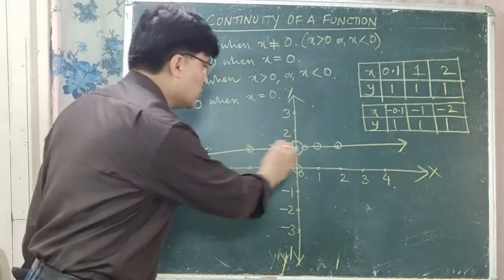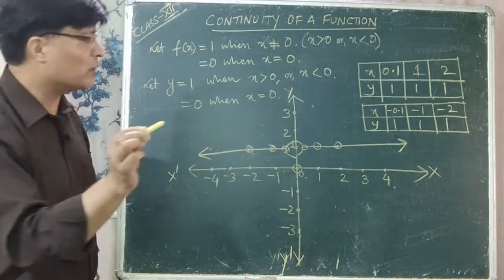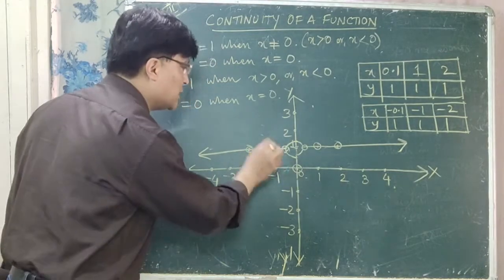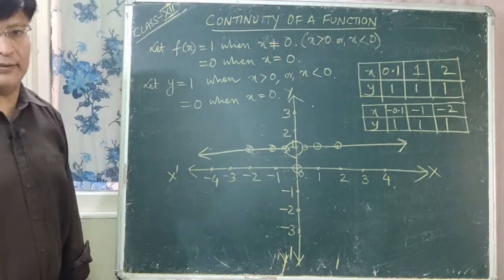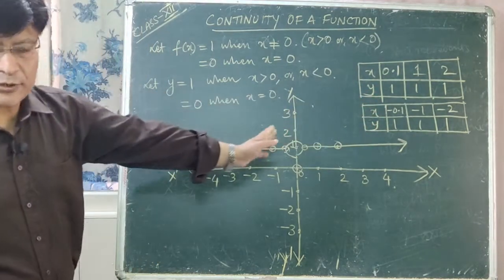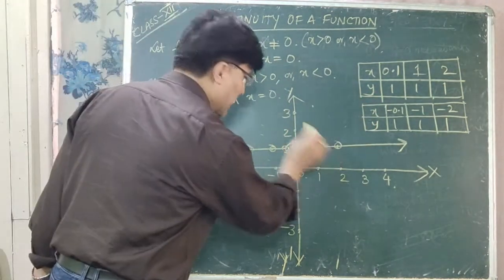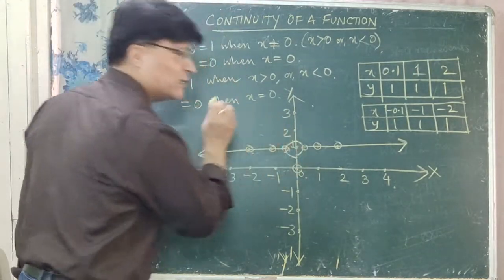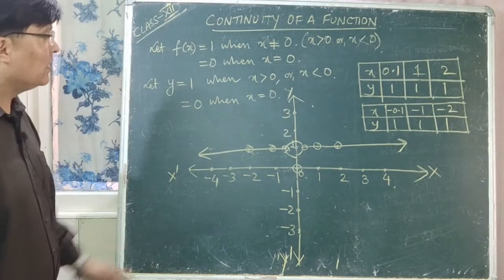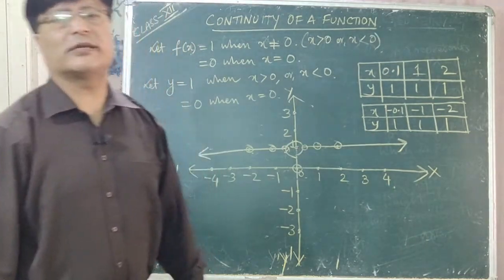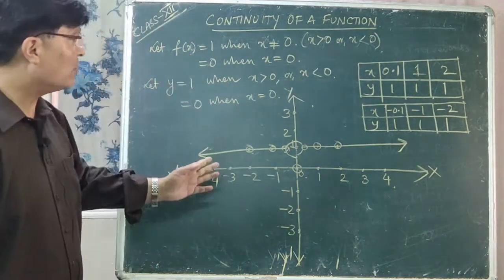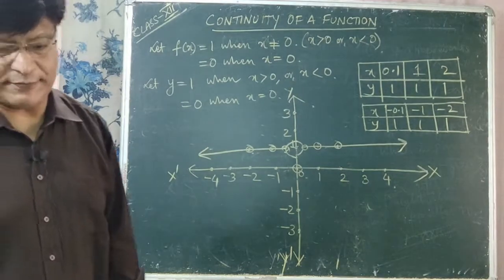So the graph is continuous if you can draw the graph without lifting the chalk, or without lifting the pen, or without lifting the pencil. That is known as the continuous graph. Okay, so this graph is discontinuous because there is a gap out here. Okay, so this is a discontinuous graph.